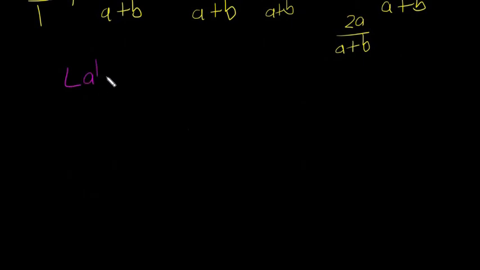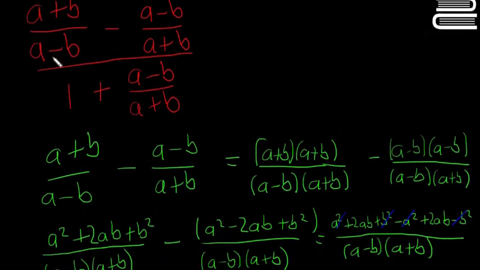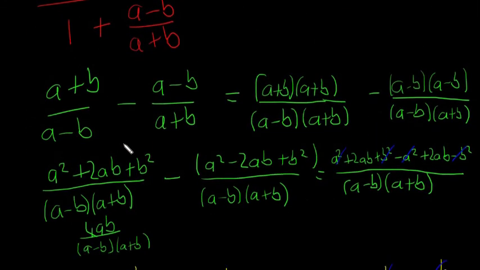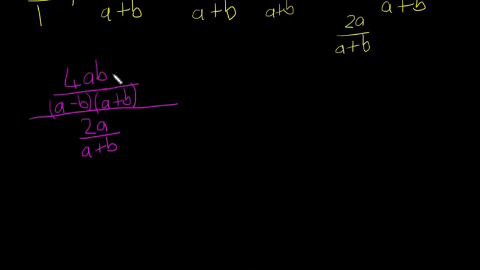So it's 4ab over a minus b and a plus b. This is our top part, all over 2a and a plus b. Okay, so again, just to go up one more time just to make sure it's all clear. We've simplified the top line here into 4ab over a minus b and a plus b, and we simplified the bottom into 2a over a plus b. So now we have the top over the bottom.